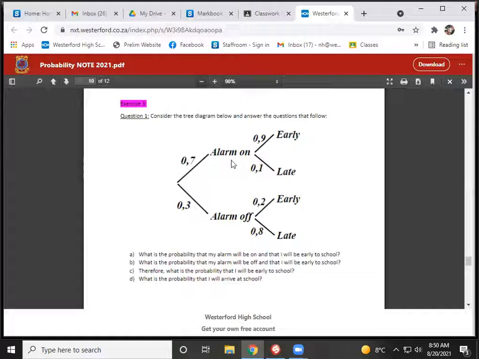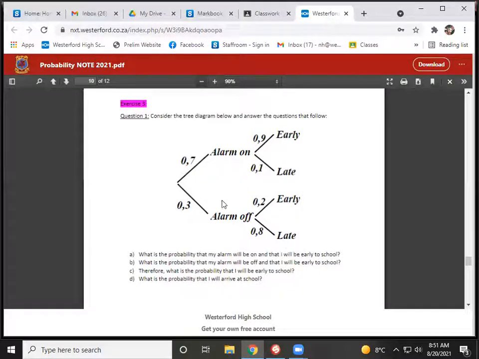Then if your alarm is on, the chances of you coming early is 0,9, but arriving late is 0,1. If your alarm is off, the chance of you getting to school early is 0,2 and getting to school late is 0,8.